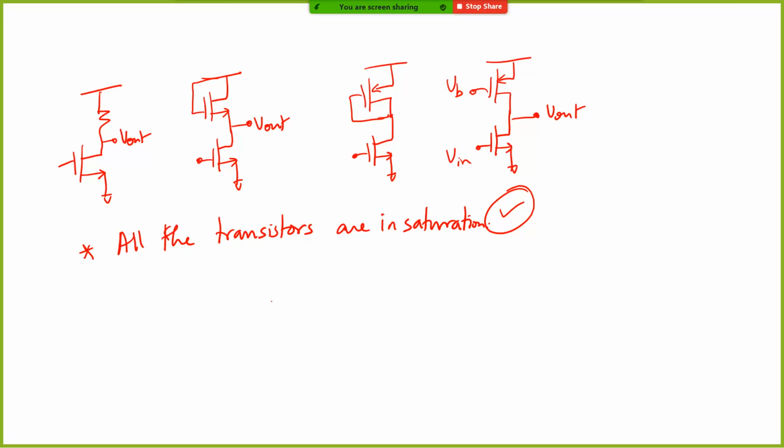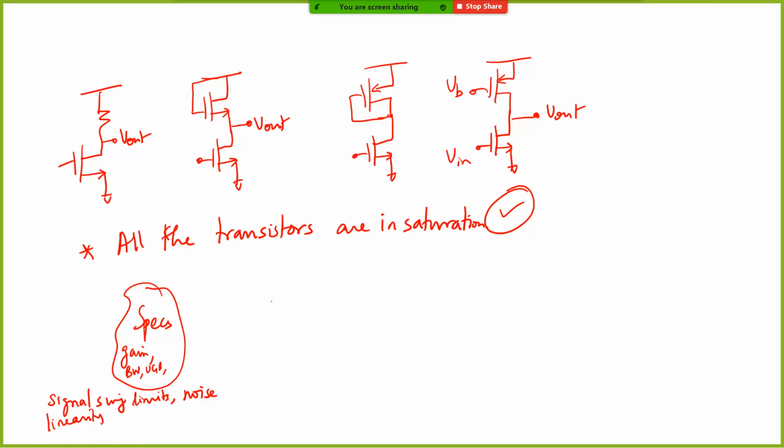So the way in which analog design typically works is that you have a set of specifications. The specifications can be gain, bandwidth, or the UGB, or it can be the signal swing limits. It can also be noise, definitely, and the specifications can also be in terms of linearity. When I say linearity, I mean HD2, HD3 and so on, harmonic distortion. And the specifications can also be in terms of input bias and so on.